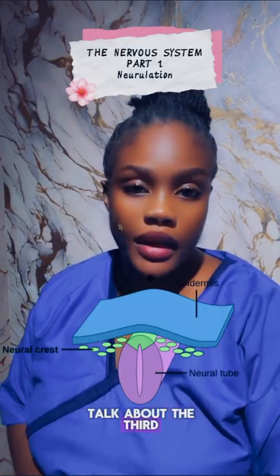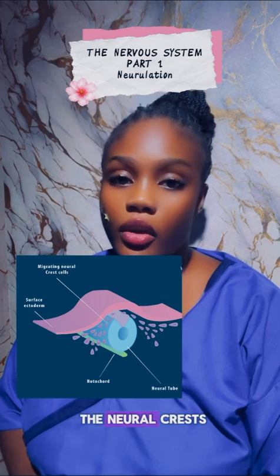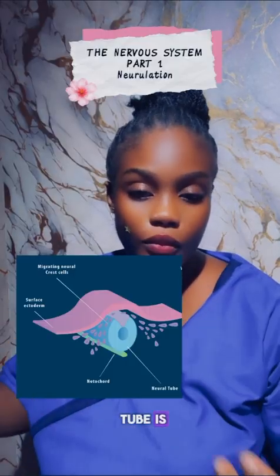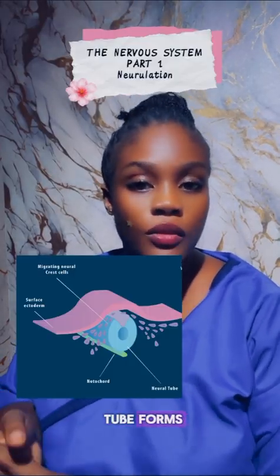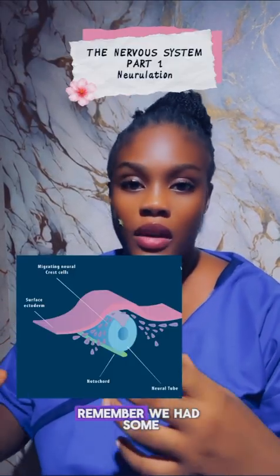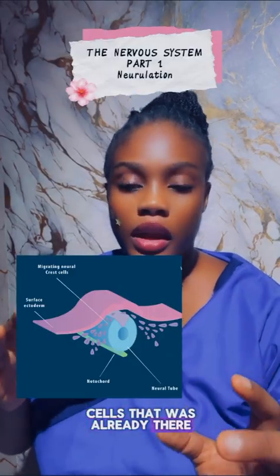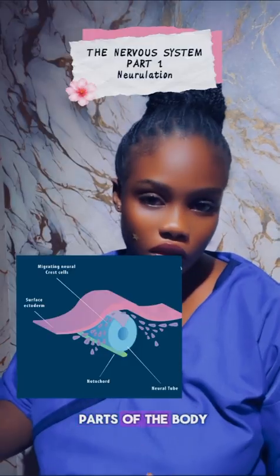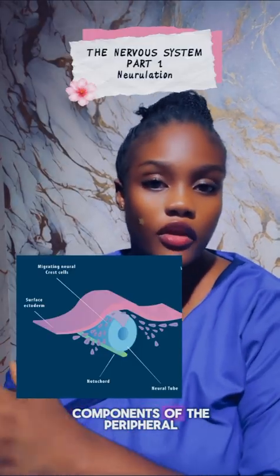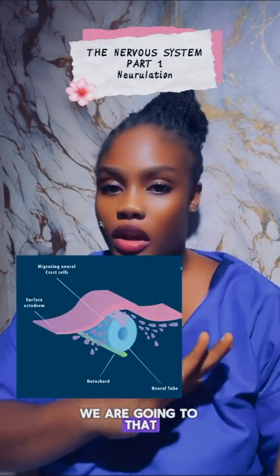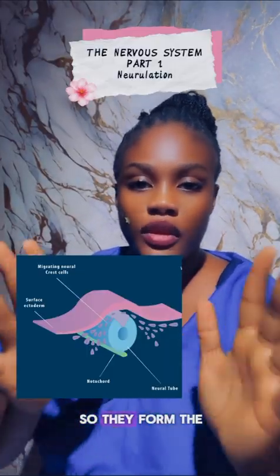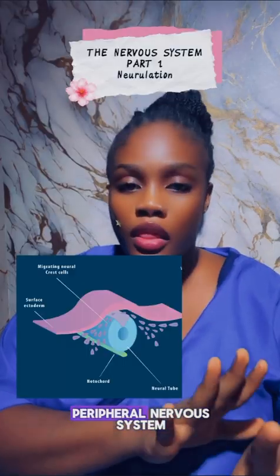Now let's talk about the 3rd stage of neurulation, which is formation of the neural crests. Now these neural crests form as the neural tube is forming, and once the neural tube forms, the neural crests will detach. Remember we had some cells that were already there, so these neural crests will detach, and once they detach, they migrate to different parts of the body and also form most components of the peripheral nervous system. We are going to that. We have 2 different divisions of the nervous system: the central and the peripheral. So they form most components of the peripheral nervous system.